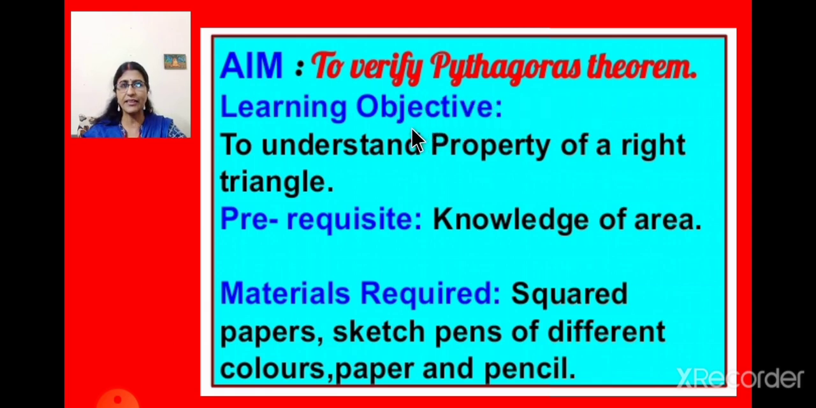And then next you will write learning objective. And in that you will write to understand property of a right triangle. Then prerequisite, you can write knowledge of area of a square. If you want, you can write that also. And then materials required, what all you have used: squared papers of different colors, sketch pens, scissors. If you have used scissors of different colors, paper, pencil, and then adhesive. You have used Fevistick, you can add that also in materials required.